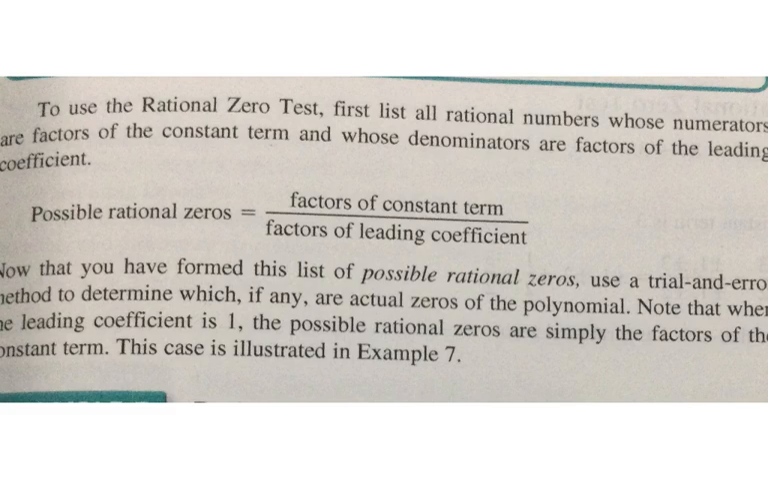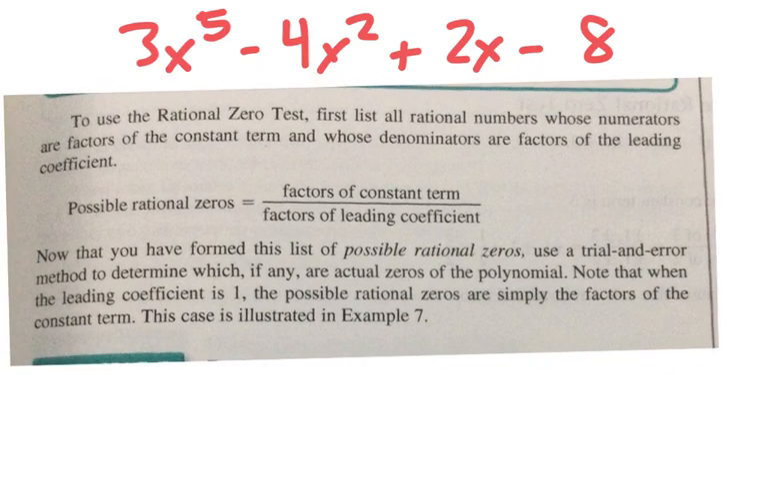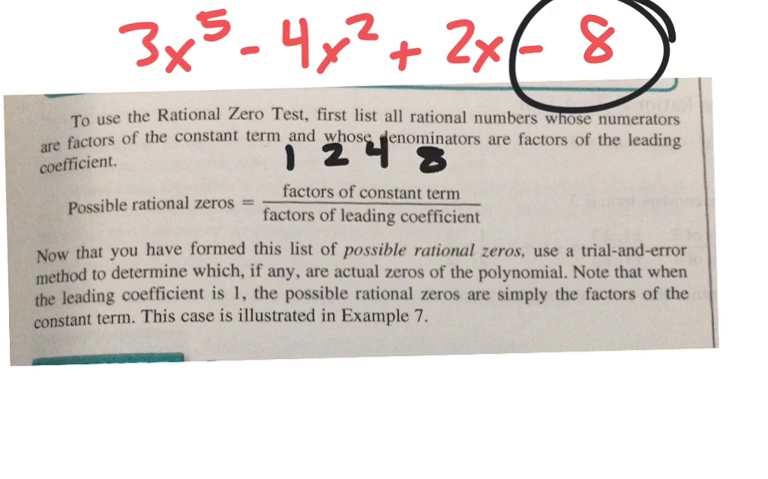So, just to give you an idea, if I had something that looked like, and I'm just making this up, 3x to the fifth minus 4x squared plus 2x minus 11. Let's do something besides 11. 8. Okay? To list all possible rational zeros, we're going to find all of the factors of the constant term. That's the term at the end. So what are the factors of 8? Well, 1 times 8, 2 times 4. So the factors of the constant term would be 1, 2, 4, and 8.